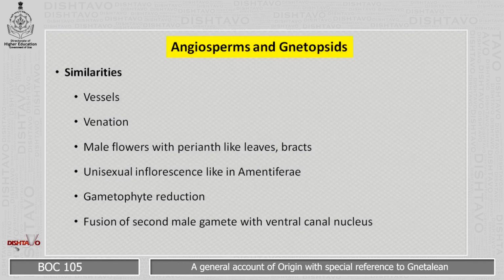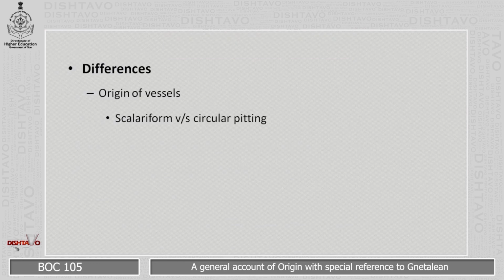Now, let us discuss the similarities and differences between the angiosperms and the Gnetopsids. First are the similarities. Angiosperms as well as the Gnetopsids show the presence of vessels. Also, they show reticulate venation. The male flowers are with perianth and leaf-like bracts. Unisexual inflorescence is shown in Gnetopsids like the one in Amentiferae. Then there is strong gametophyte reduction. Then there is fusion of the second male gamete with the ventral canal nucleus, that is resembling the double fertilization event in angiosperms. Now coming to the differences.